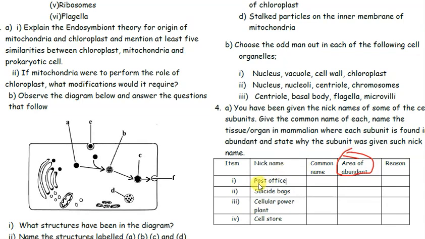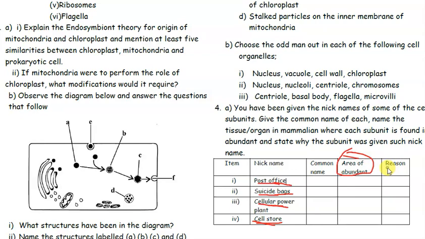But the organelles such as the post office, the suicide bag, the cell power plant, and the cell store are always abundant in some of the cells. So for example, the post office of the cell, the suicide bag, the cell power plant, and the cell store, all of these we'll discuss in the coming sessions.